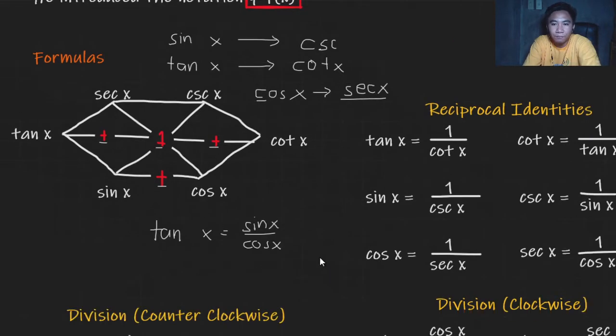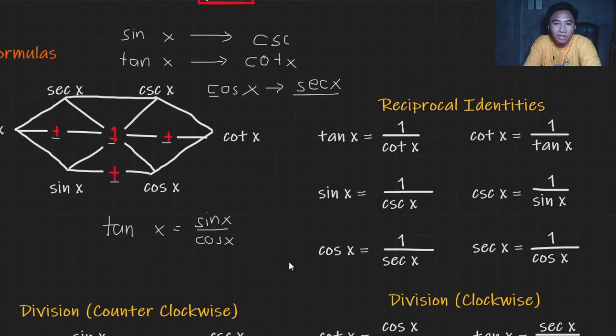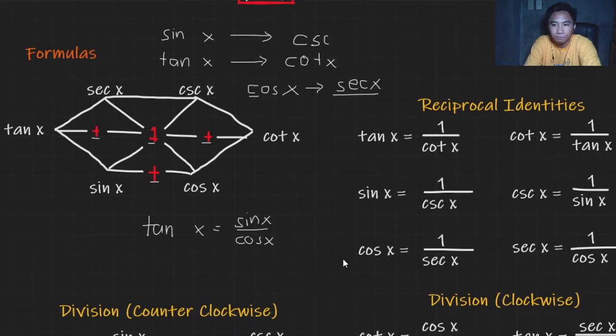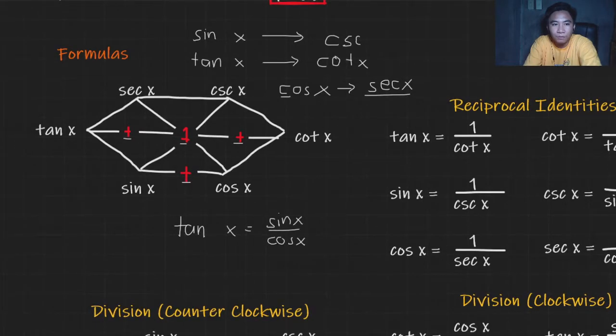So, yung una, reciprocal identities. Anong ibig sabihin nun? So, simple lang, yung reciprocal nito, yun na yung identities niya. So, ito, tangent x is equal to 1, itong nasa gitna, all over cotangent x. Yan. And then, ganun din si sine. Anong reciprocal niya? Si cosecant. So, sin x equal to 1 all over cosecant x. Same as cosine. Kabaliktaran niya is si secant. And so on and so forth.